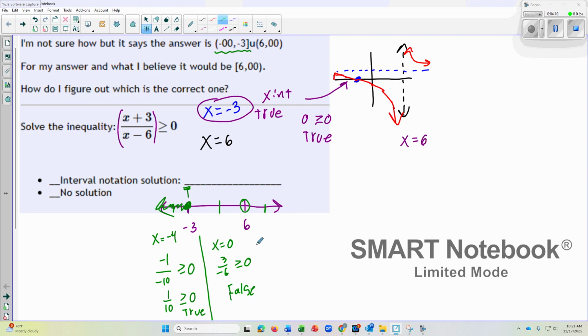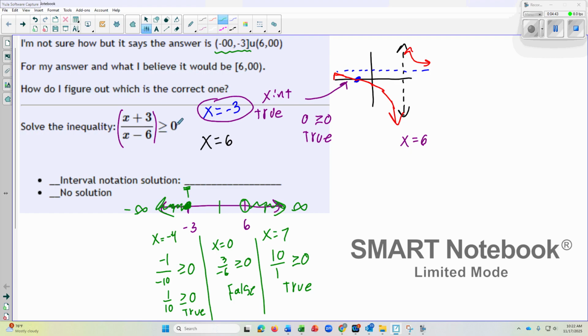Then you need to pick something over here. You can pick 7, 8, 9, whatever you want. Just pick 7. If you plug in 7, you're going to get 10 over 1 is greater than or equal to 0. Once again, that will come back as true. So you can shade that part right there. And you'll notice that we have the open circle on 6, and so that's why I have a parenthesis at 6. So from 6 to infinity. And then over here, it was from -infinity to -3. And you can see that that's what I have in my picture right here.